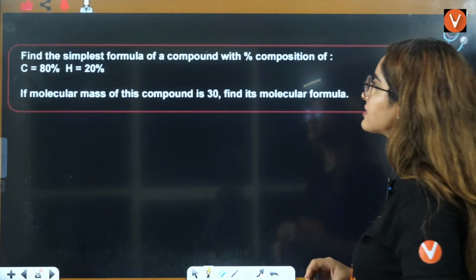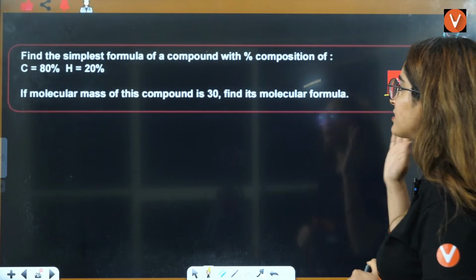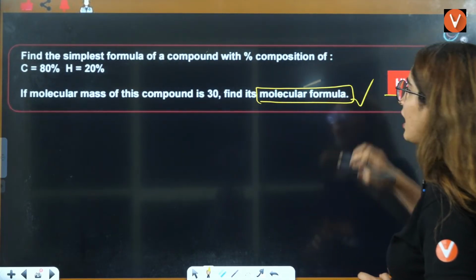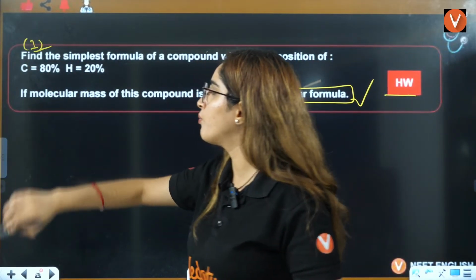So guys, this is your homework. The first homework is to find the simplest formula of the compound. The molecular formula is this, the compound is this, and the molecular mass is given. You have to tell. This is your first question for your homework.